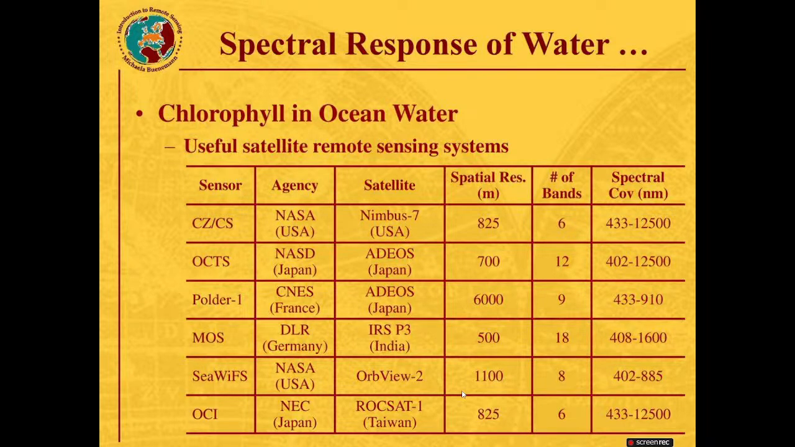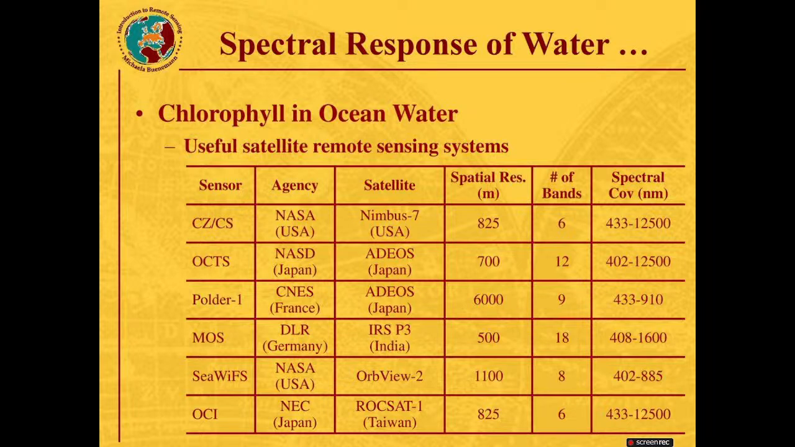And also you can see useful satellite remote sensing systems, and which sensor you want to use for the chlorophyll in the ocean water, not for any specific pond or lake. Mainly all of the satellite sensors provide information about the chlorophyll in the ocean water. We can easily get the sensor, the agency, the satellite name, spatial resolution and bands, all of those things. Mainly all of these satellite imagery we are using for getting information about the chlorophyll in the ocean.